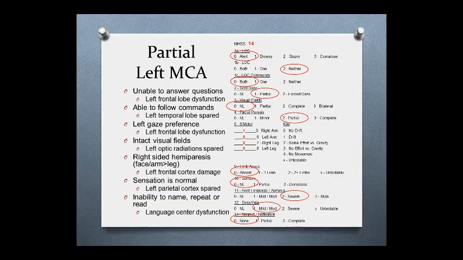Sometimes it might be a partial MCA where one of the branches of the MCA is blocked, but not the entire thing. So fortunately, these patients do have more functions. But a lot of them are similar. So again, they can't answer questions, but this person can follow commands because their temporal lobe is spared and they do understand what you're saying to them. They just can't get out what they want to say. They usually know exactly what they want to say, and they're very frustrated.